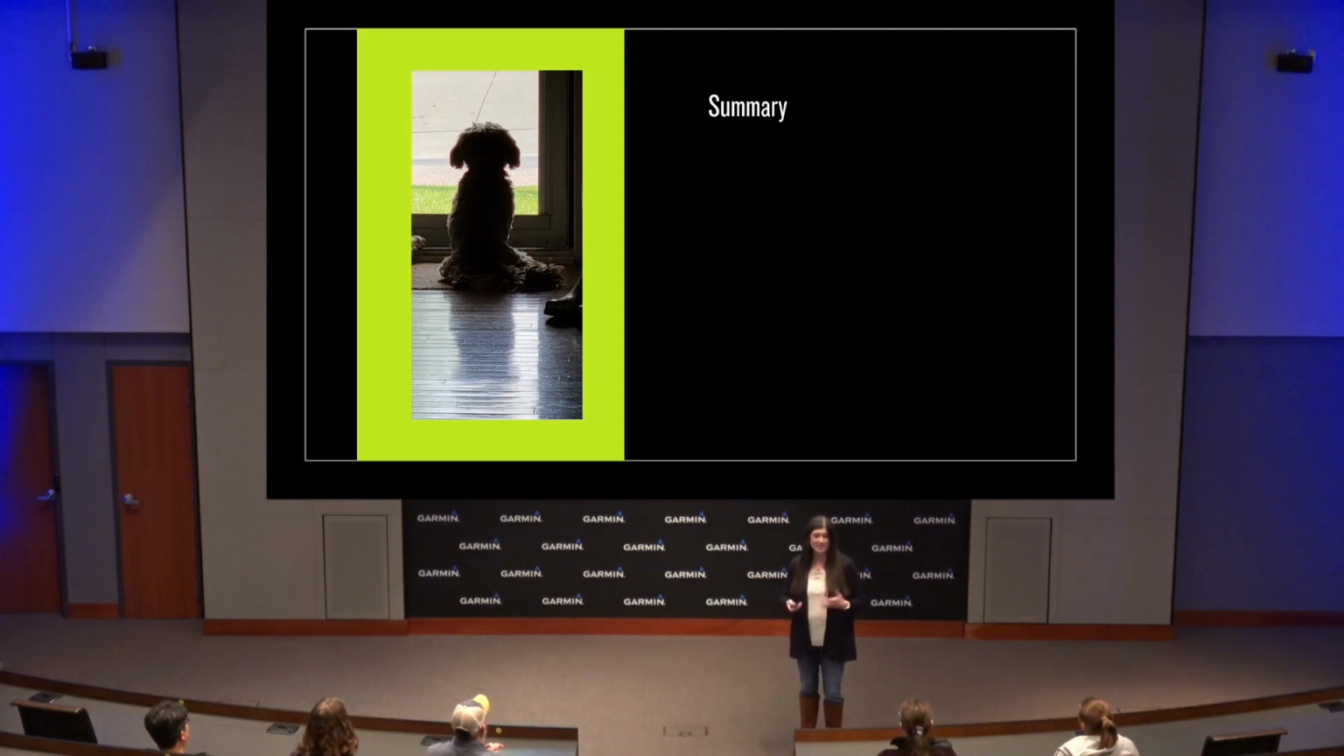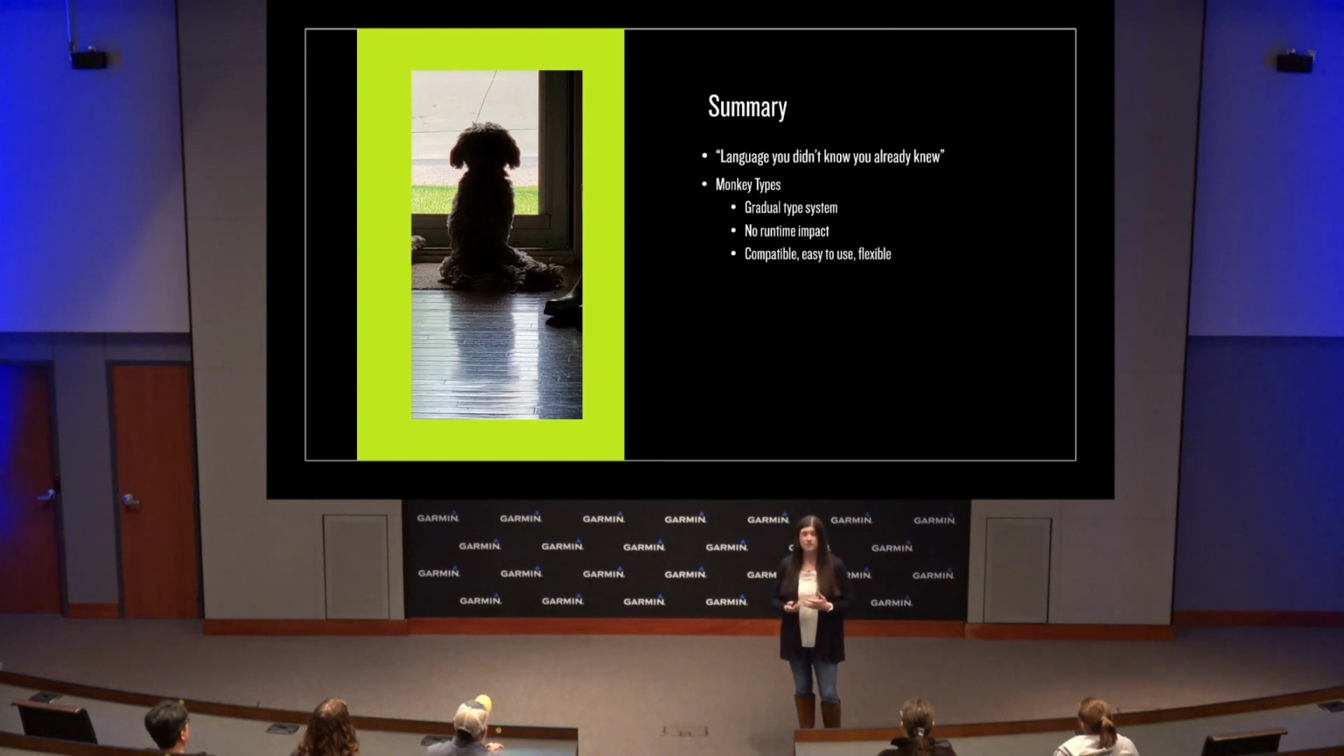So, in conclusion, let's summarize the breakout session. Monkey C, with its historically duck-type nature, is the language you didn't know you already knew. Monkey types is a gradual type system for the Monkey C language. Monkey types does not have runtime impact and should work with all ConnectIQ compatible devices. We hope that you can see that it's easy to use, flexible, and has a powerful array of types.